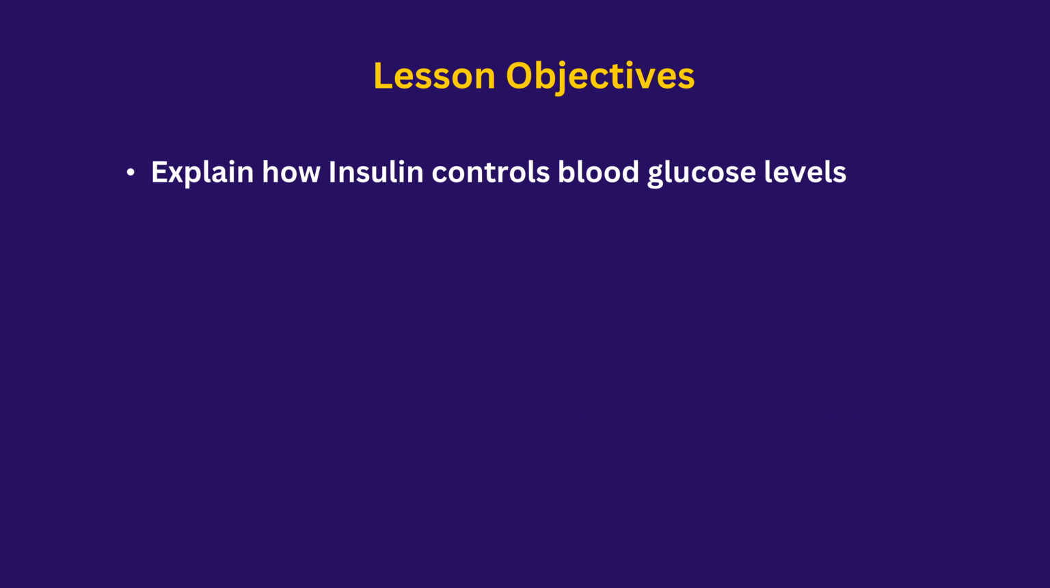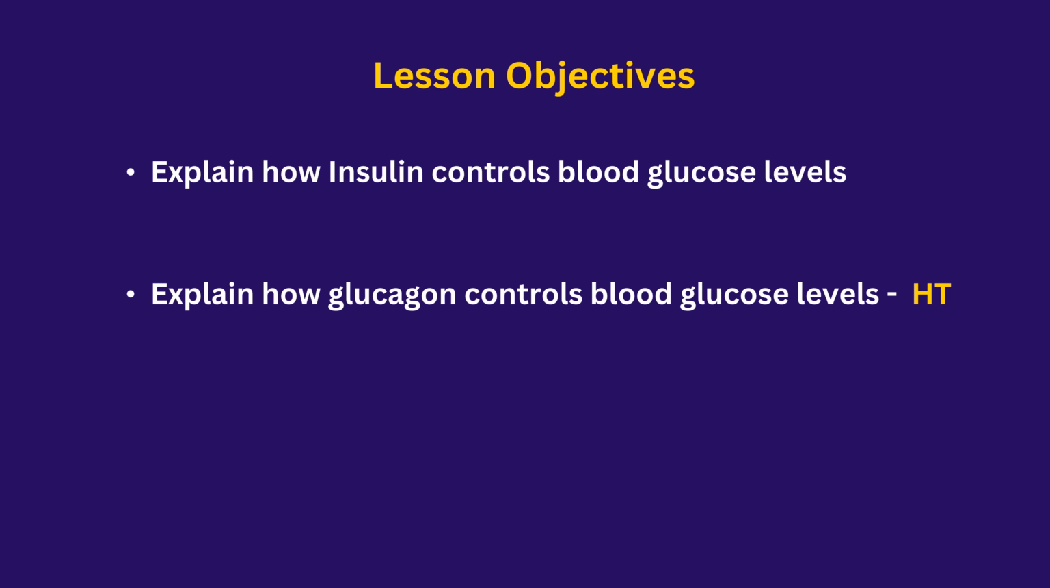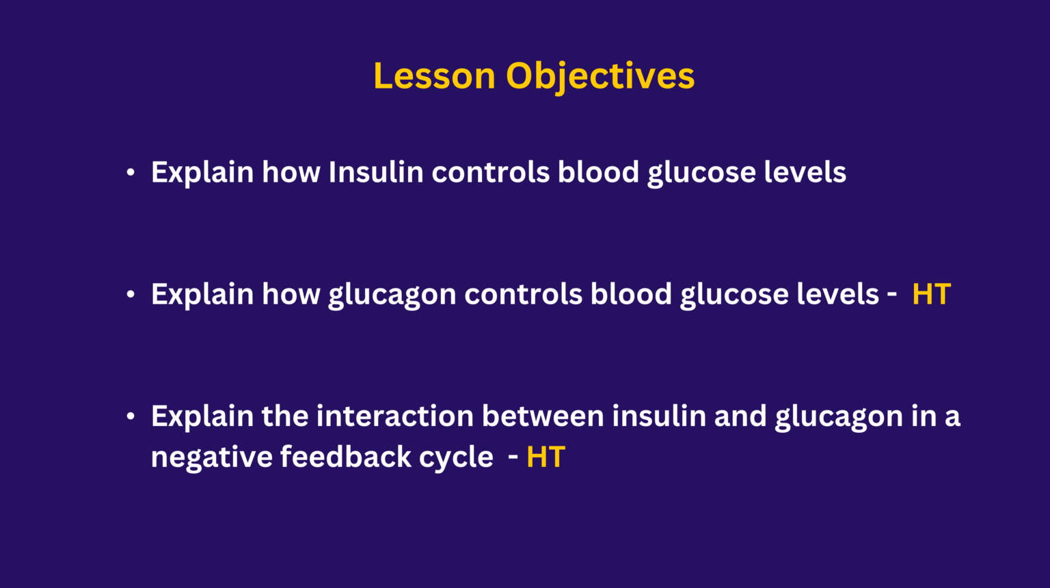Lesson objective. At the end of the lesson, everyone should be able to explain how insulin controls blood glucose levels. Higher tier students, you should be able to explain how glucagon controls blood glucose level. And you should also be able to explain the interaction between insulin and glucagon in negative feedback.